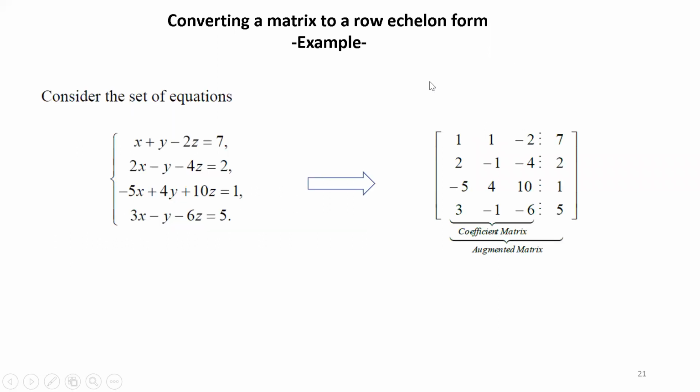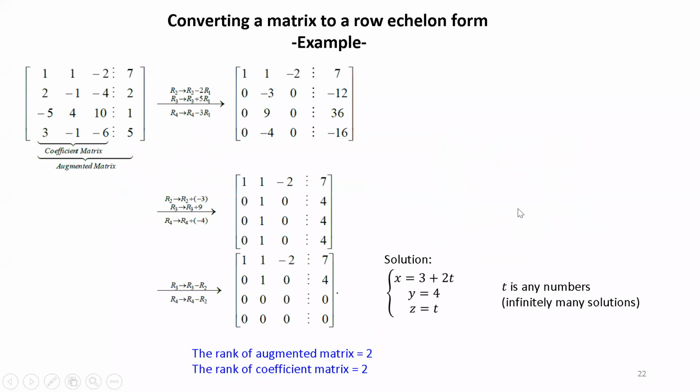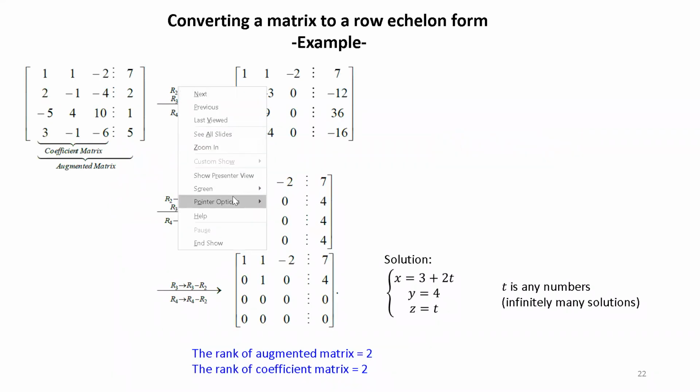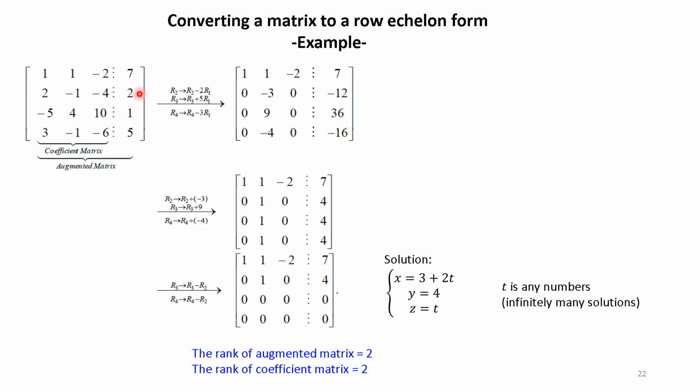So let's do an example here. I have this set of equations. It will give a 4x3 matrix, right? So 1 here, 1 here, -2 here, and then 7 here, and so on. So 4x3 matrix. If we do Gaussian elimination, what do we do? Here I label what operation we have done to get to this.